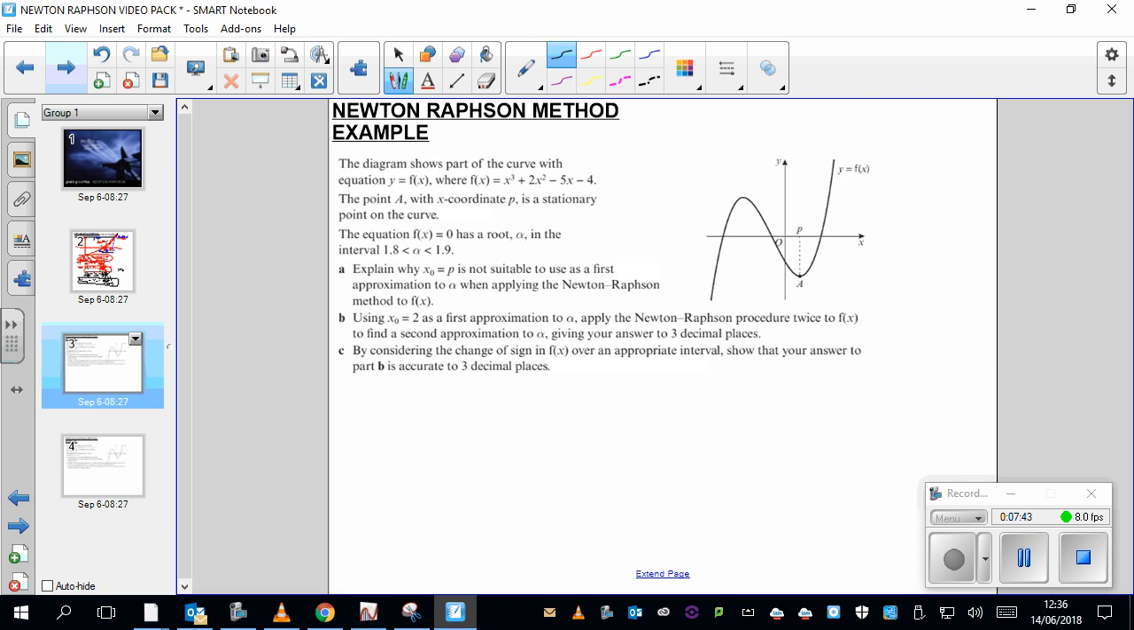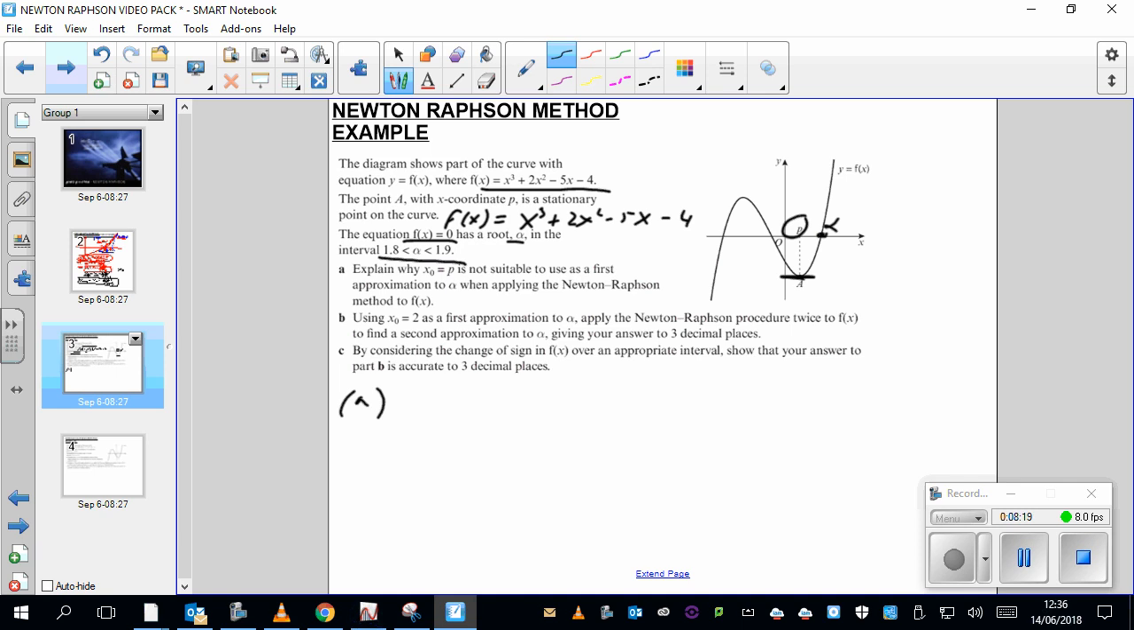So let's apply it to this example here. This diagram shows part of the curve, and the curve has equation x cubed plus 2x squared take 5x take 4, okay? It's telling us that f of x equals 0, so it has a root, alpha, in the interval 1.8, 1.9. So this alpha here is between 1.8 and 1.9. It says explain why x0 equals p, so that's this point here, is not suitable to use as a first approximation when applying the Newton-Raphson method.